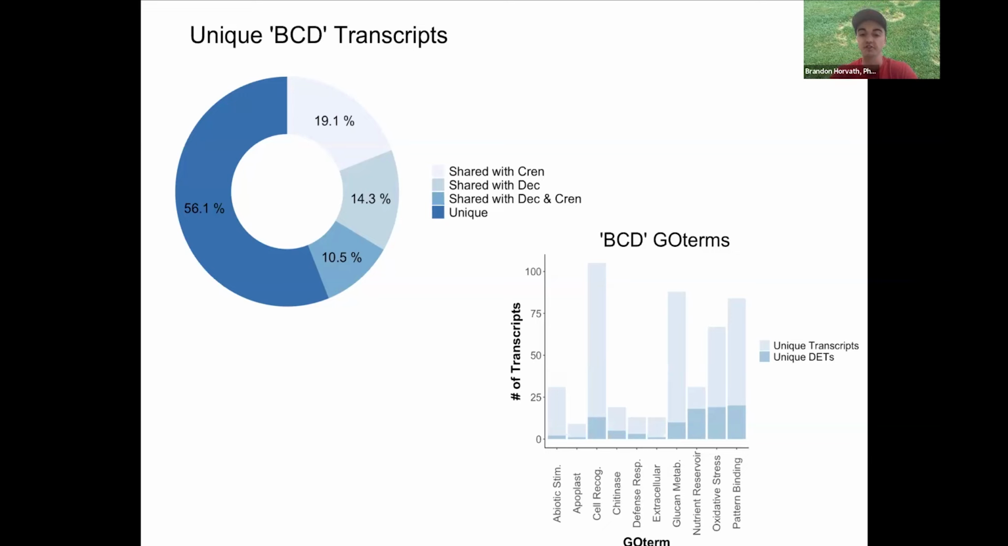Some of the interesting ones we got were obviously defense response, looking down here in the bottom right in the bar graph. But we also saw things like chitinases, nutrient reservoir and oxidative stress, and pattern binding. And all these pathways are critical for defending against pathogens. And so now we can take the 20 or so genes in each one of those and look a little bit deeper and see if those genes are maybe conferring the resistance that we see in the field.